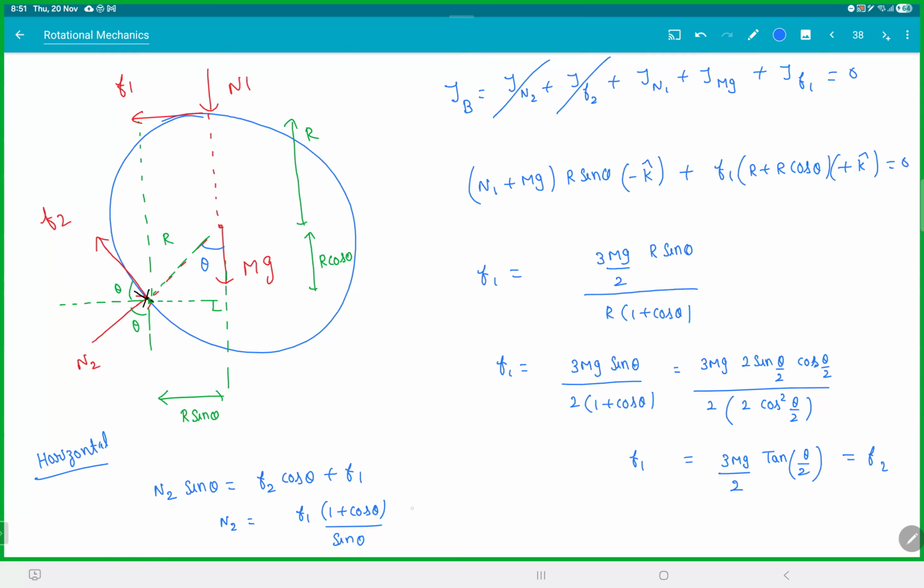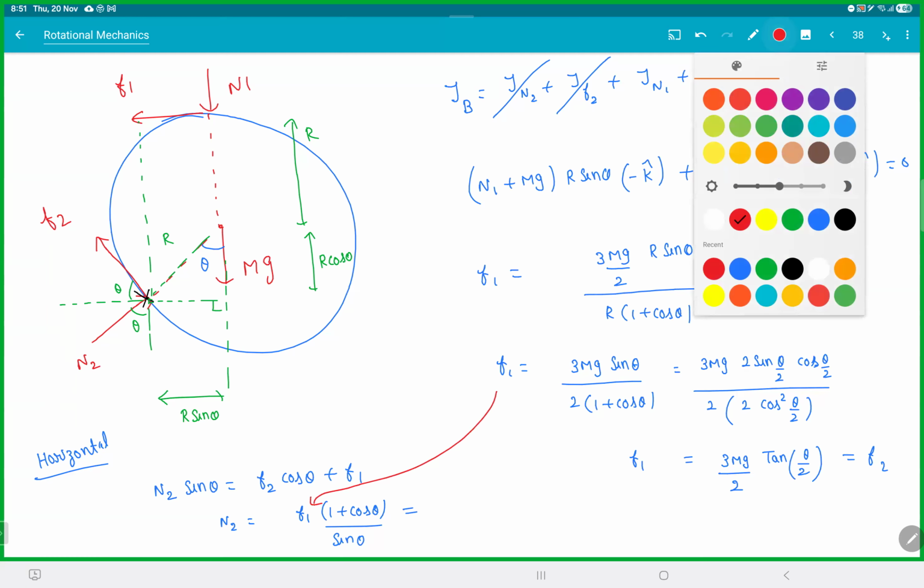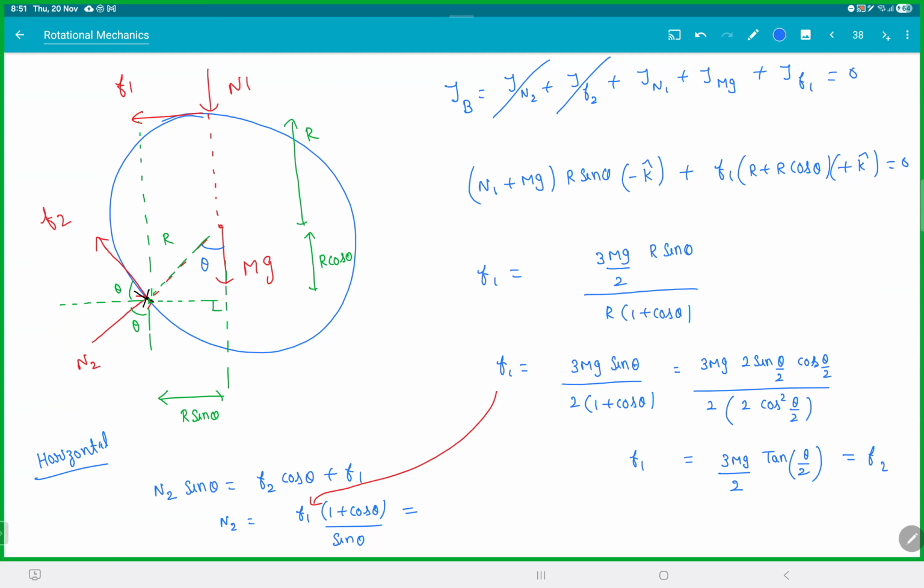Actually, you'll get a good answer here. Because F1 is 3 mg sine theta by cos theta. No? Take this, substitute here. That sine theta will cancel, cos theta will cancel. You'll be ending up with simply 3 mg by 2.